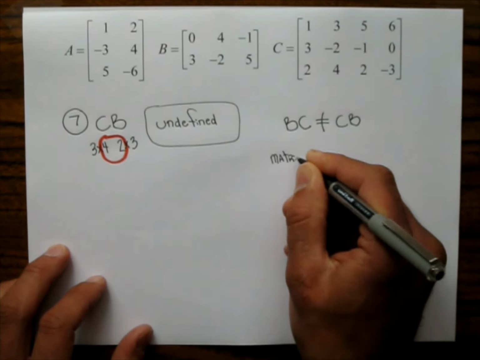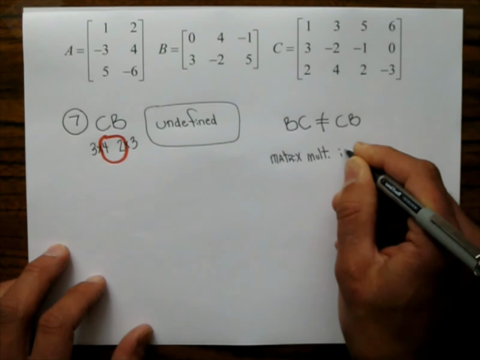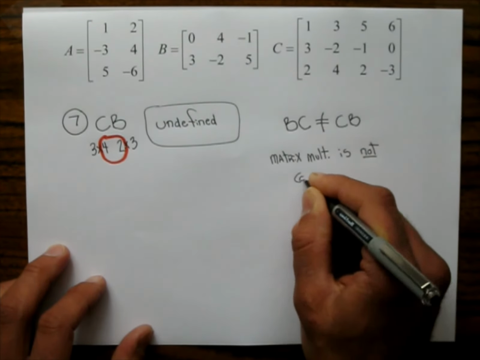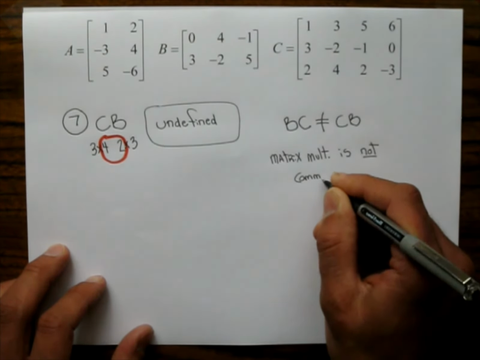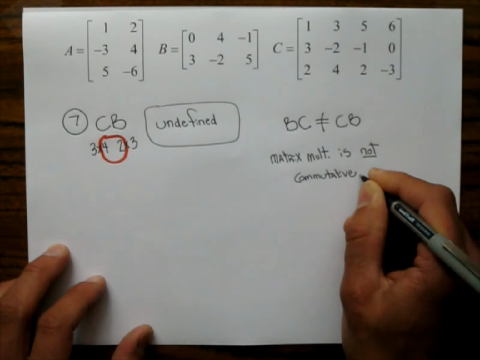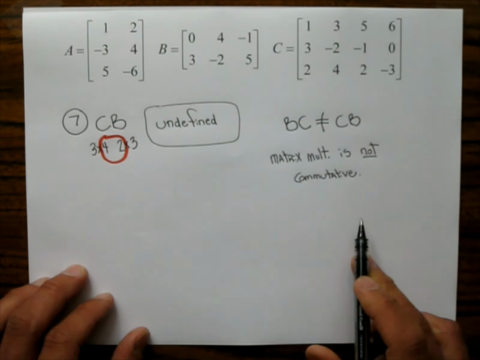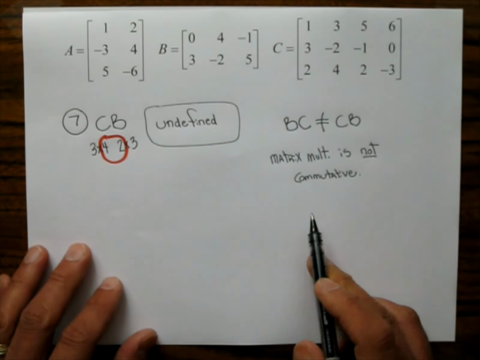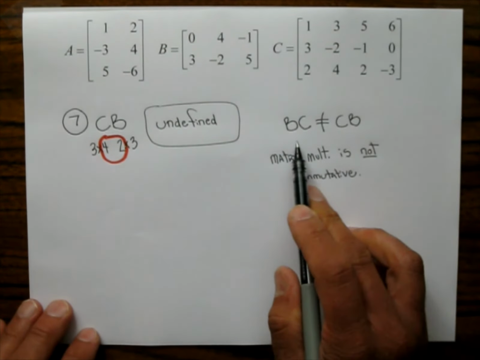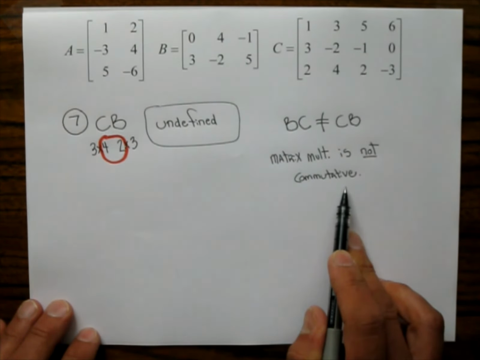that matrix multiplication is not commutative. We've been living in a commutative world up to now. When you add 2 numbers or multiply 2 numbers, like 3 times 7 is 7 times 3, but with matrices, they are not. Matrix multiplication is not commutative.